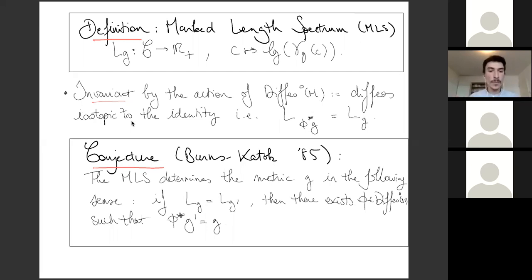All right, and so the main conjecture in the field is due to Burns and Katok, and it states that the marked length spectrum should determine the metric G. In the following sense, namely, if you take two metrics which have the same marked length spectrum, then they should be isometric. There should exist a diffeomorphism phi, which is isotopic to the identity and such that phi star of G prime is equal to the metric G.